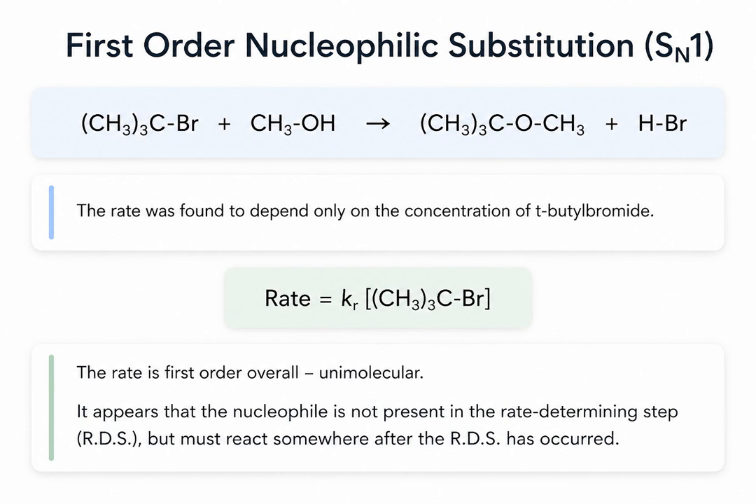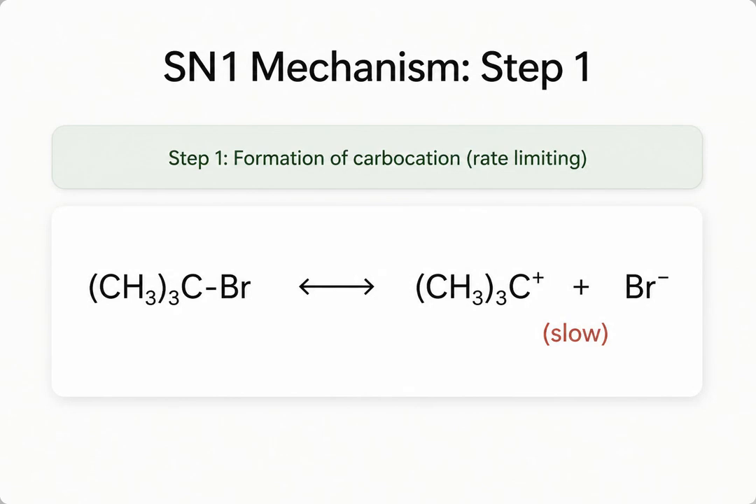This kinetic data tells us a crucial piece of information about the mechanism. The nucleophile cannot be involved in the rate-determining step. It must enter the reaction after the slow step has already happened. Since the nucleophile isn't in the rate-determining step, the SN1 reaction must be a multi-step process. Let's look at the mechanism.